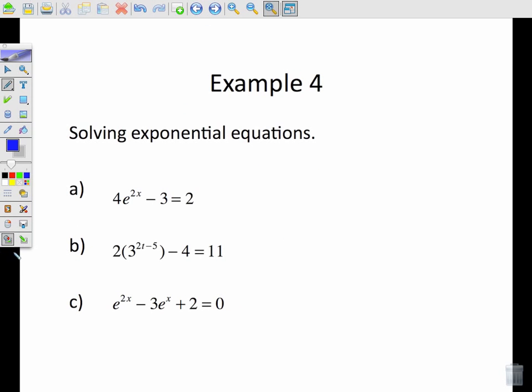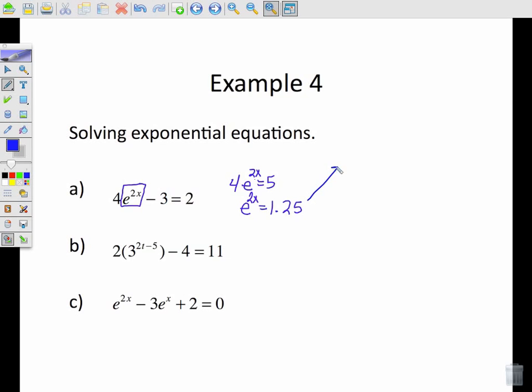All right, so we're going to get a little bit deeper here into our solving when we can't necessarily do them on our own. On this first one here, your goal would be to try to isolate this e to the 2x. We can do that by adding the 3 over to the other side. 4e to the 2x equals 5. And then we can divide by 4, so e to the 2x equals 1.25.